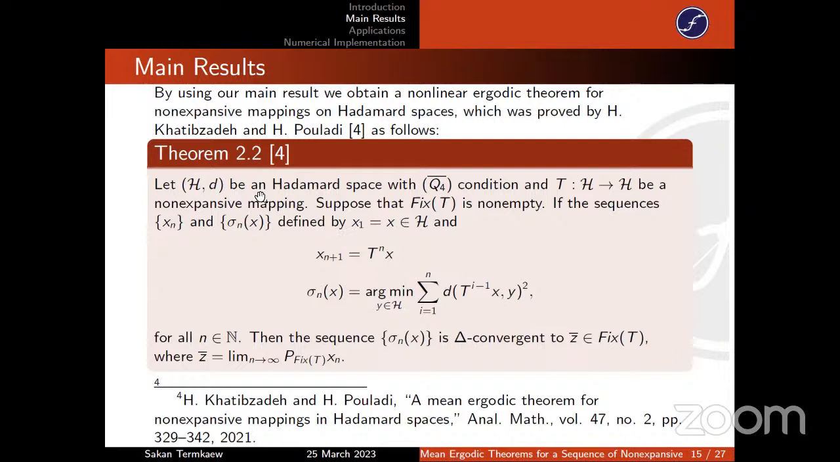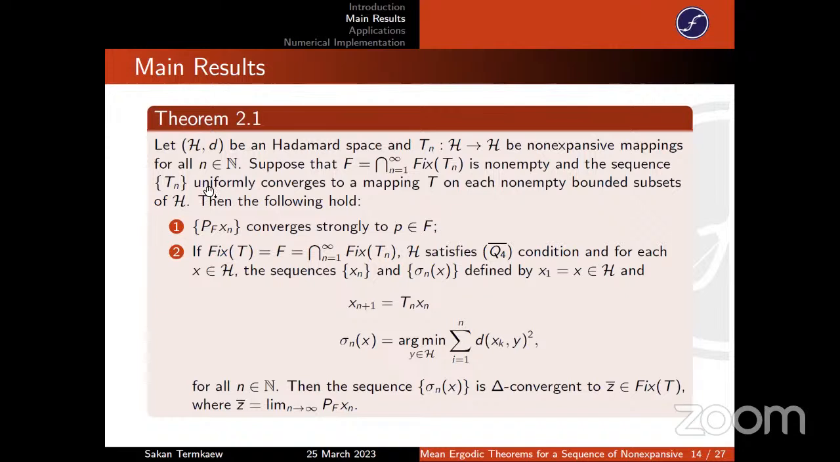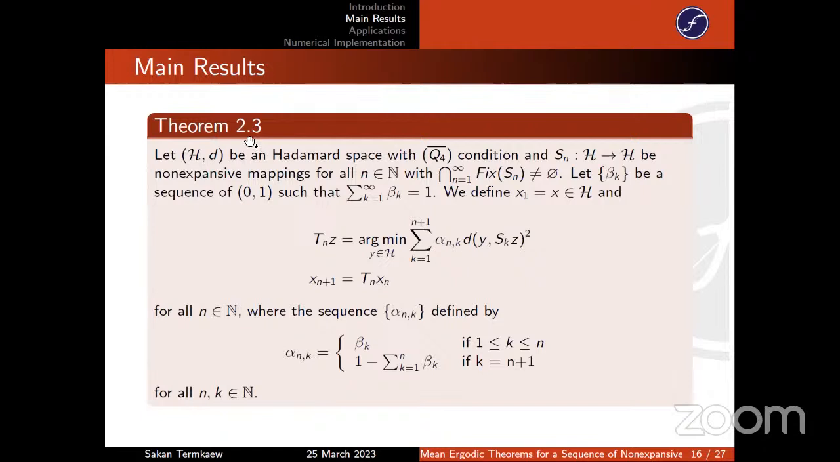And next, the next result. From the first result, we have the condition of uniform convergence, which is maybe difficult to apply to convex optimization. So we relate this condition to Theorem 2.3. Let H be a Hadamard space with the Q4 bar condition and Sn be non-expansive mappings for all n with the common fixed point set of Sn non-empty.